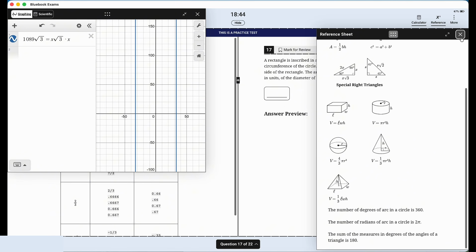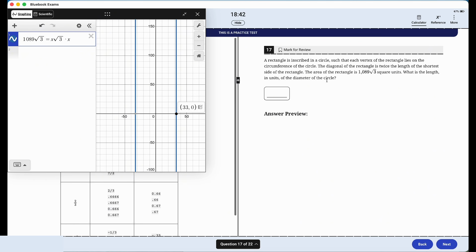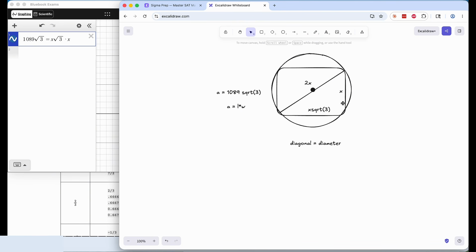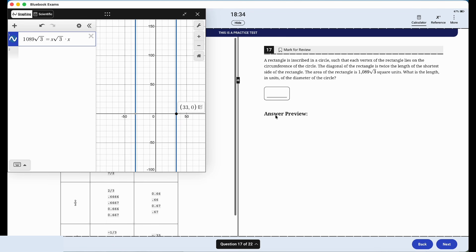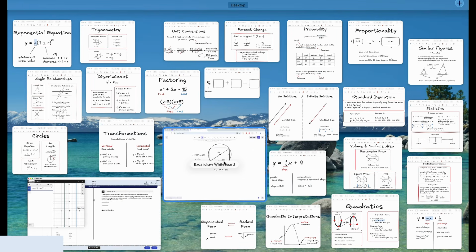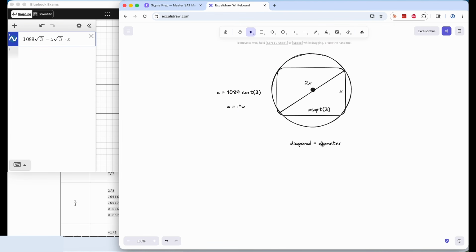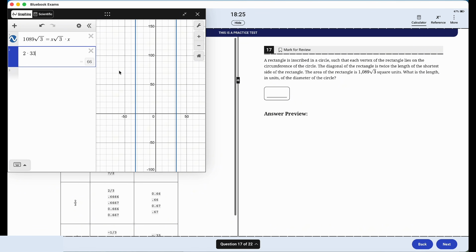One last trap is, sometimes people do all that and they answer with 33. What was x again? If we go back, x was the shorter side of the rectangle. Their question in the end was they wanted to know what's the diameter, and like I said, that was important earlier on to know diagonal's diameter. So we just do 2 times our 33, and that's going to give us 66, and that's it.